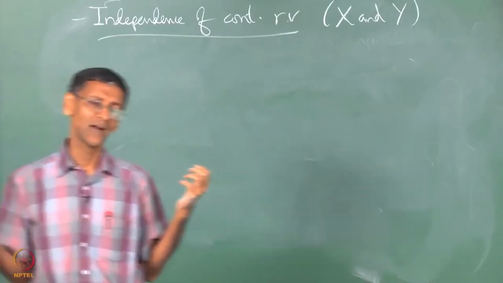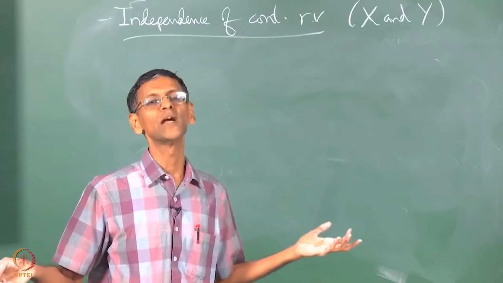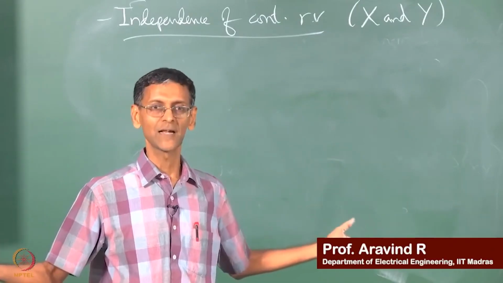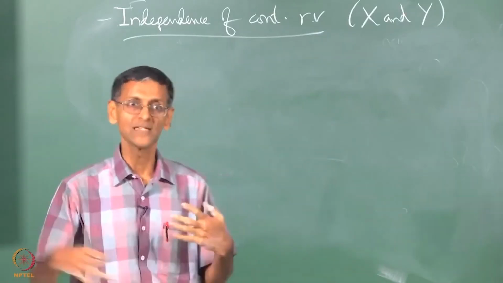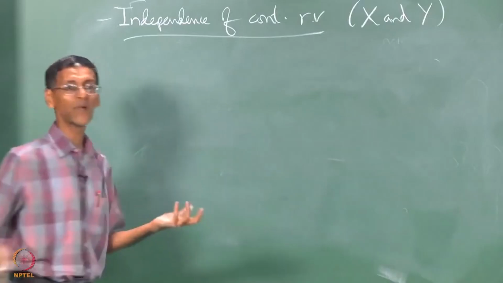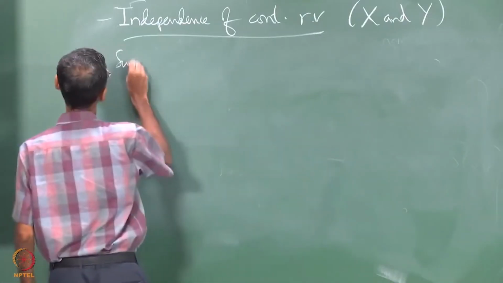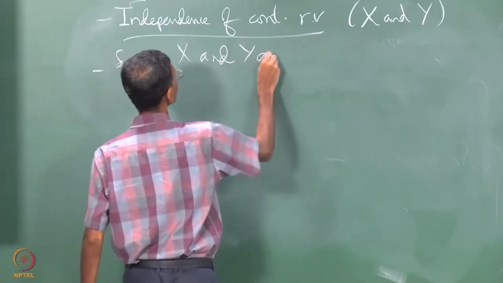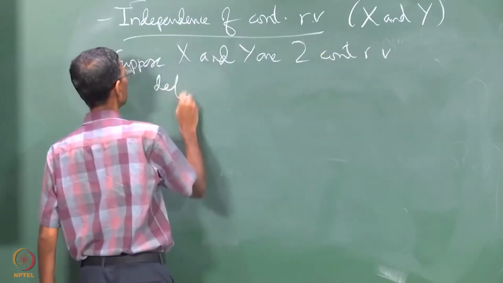So rather than going into the mathematics straight away, let us assume that you have two independent experiments with two continuous random variables rather than discrete random variables. Then how do we combine the two? We will see. That will give us enough mathematical insight into the situation. Suppose x and y are two continuous random variables defined on independent experiments.